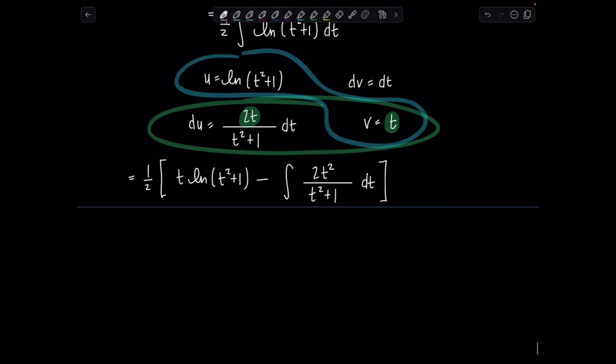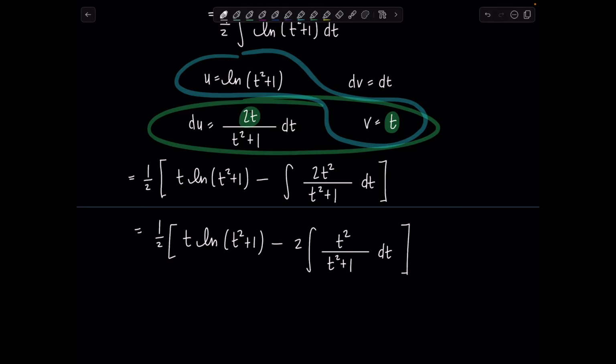Okay, then from here, let's see how we're going to integrate. Let's keep this just 1/2 t natural log of t squared plus 1 minus, I'm going to take the 2 outside, and then I'm going to do a common trick that I've done. t squared over t squared plus 1. Now you could long divide, but why when you don't have to?